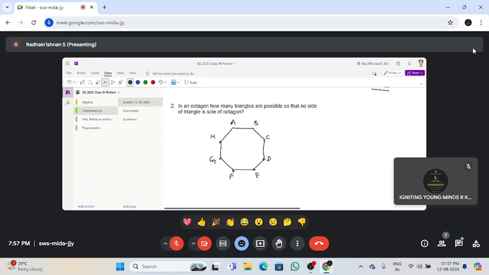For example, if you take points A, H, and E, it will form a triangle, but it has got the side which is overlapping, right? So side of the octagon is becoming side of the triangle. So that should not be counted. But if you take A, G, and E, that will form a triangle, right? A, G, and E. Adjacent points should not be taken. Correct. So like that, how many triangles can be formed?